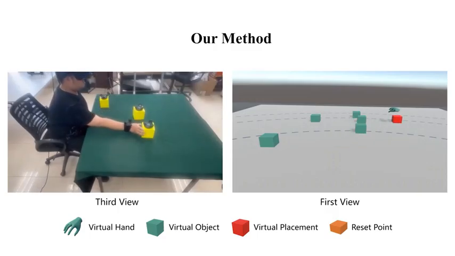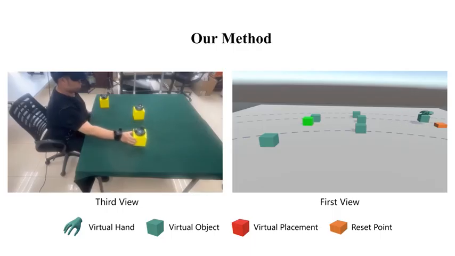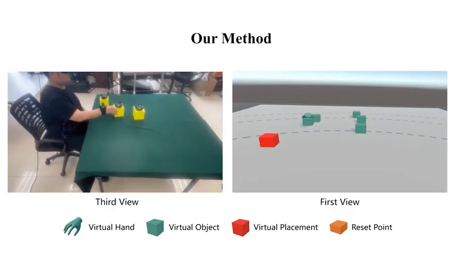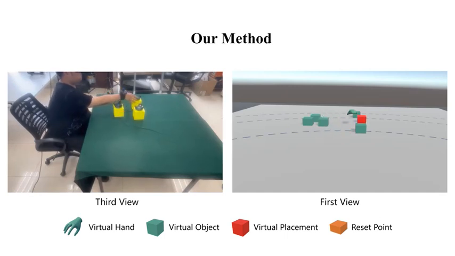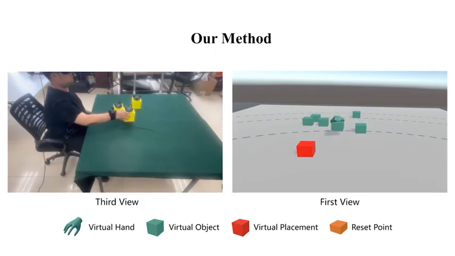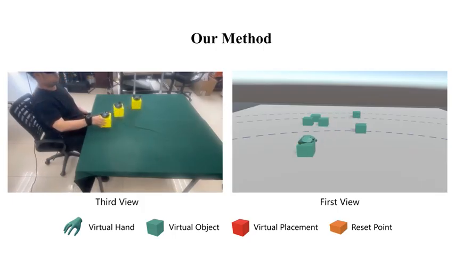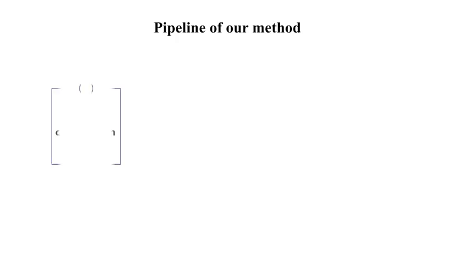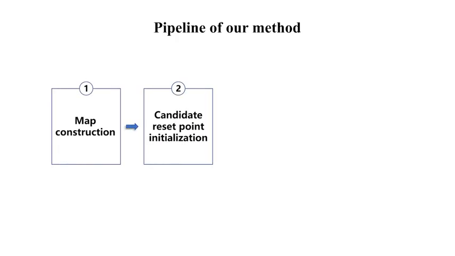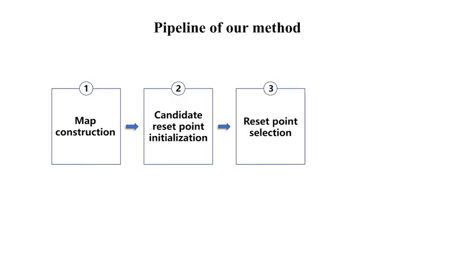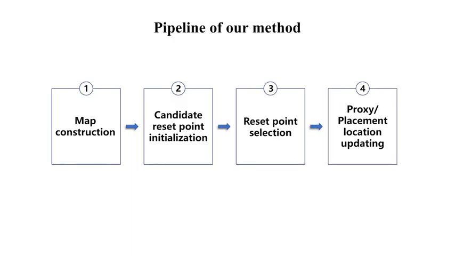To address this problem, we propose efficient and comfortable haptic retargeting with reset point optimization. The orange cubes indicate reset points, whose positions are calculated by the algorithm. Our method introduces the concepts of ergonomics and psychology to haptic retargeting for the first time, and enables users to use retargeting techniques more comfortably and efficiently. Our method has 4 steps: map construction, candidate reset point initialization, reset point selection, and proxy placement location updating.